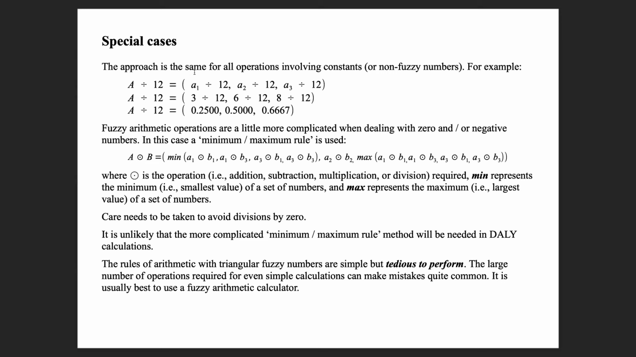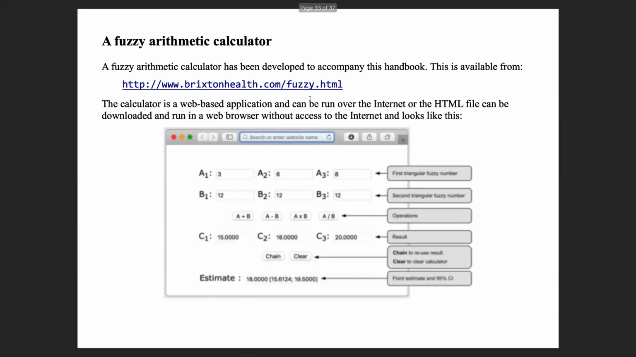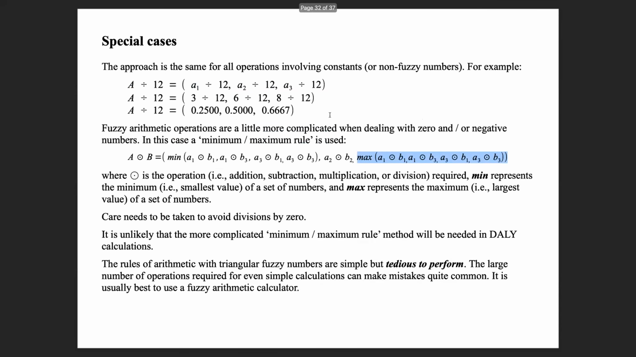In this case, we use a minimum and maximum rule. Looking at the operations A1 B1, A1 B3, A3 B1, A3 B3. The central value is very simple to calculate, and the upper value is also a little bit difficult to calculate.